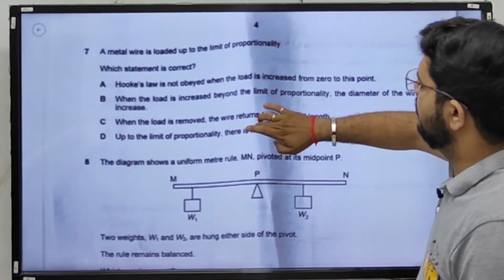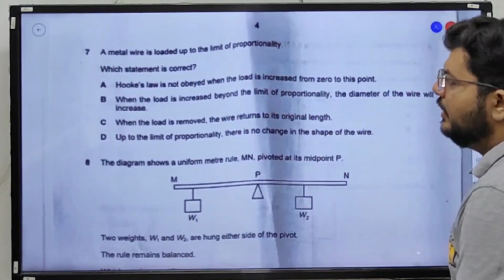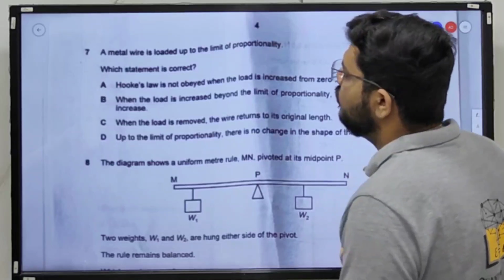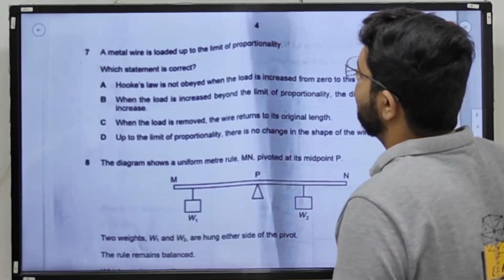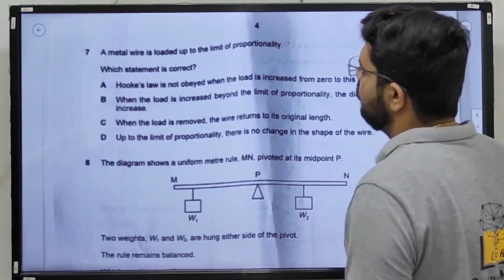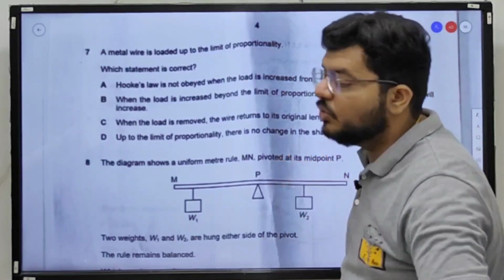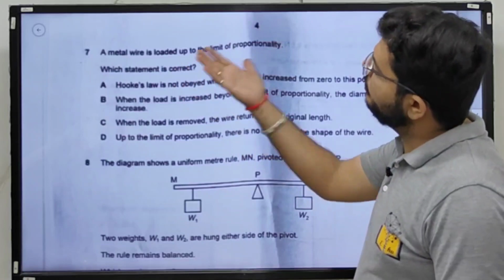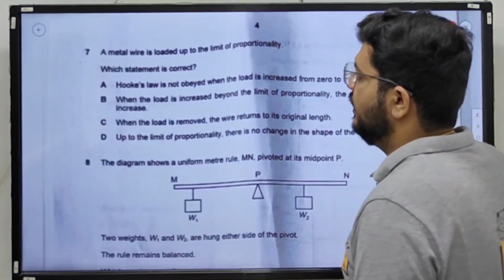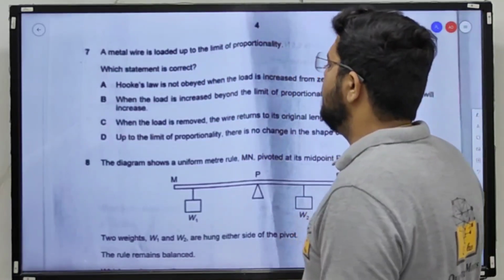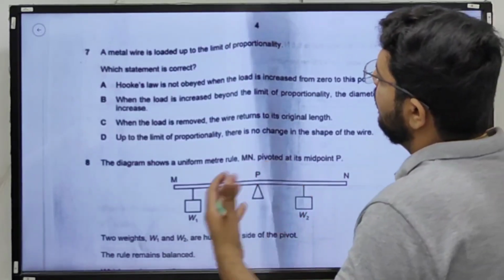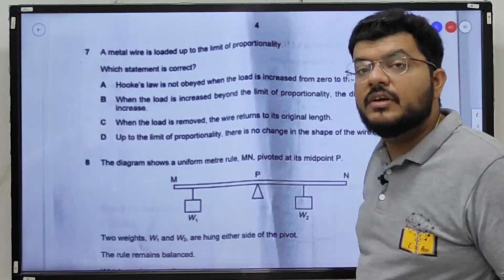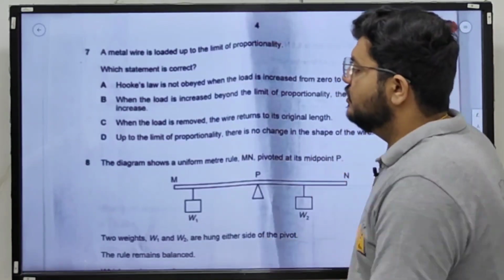Let's look at question number 7. A metal wire is loaded up to the limit of proportionality. Which statement is correct? Hooke's law is not obeyed when the load is increased from 0 to this point. No, Hooke's law is obeyed because it is loaded only up to the limit of proportionality. When the load is increased beyond the limit of proportionality, the diameter of the wire will increase. No, the diameter of the wire will decrease because the wire starts stretching.